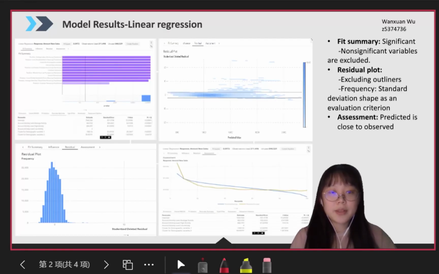After exploring correlation, we develop a linear regression model, and some variables that have strong correlation are excluded. Also, some variables that are not significant are excluded.